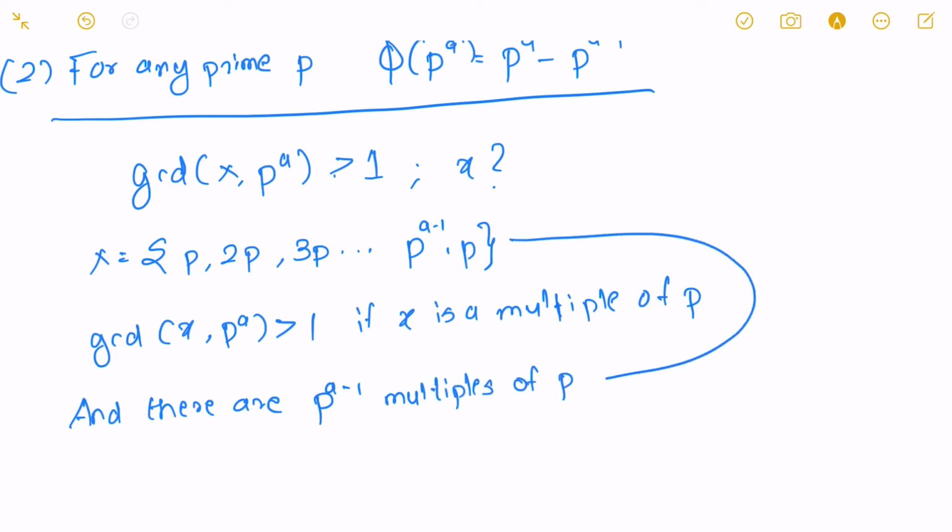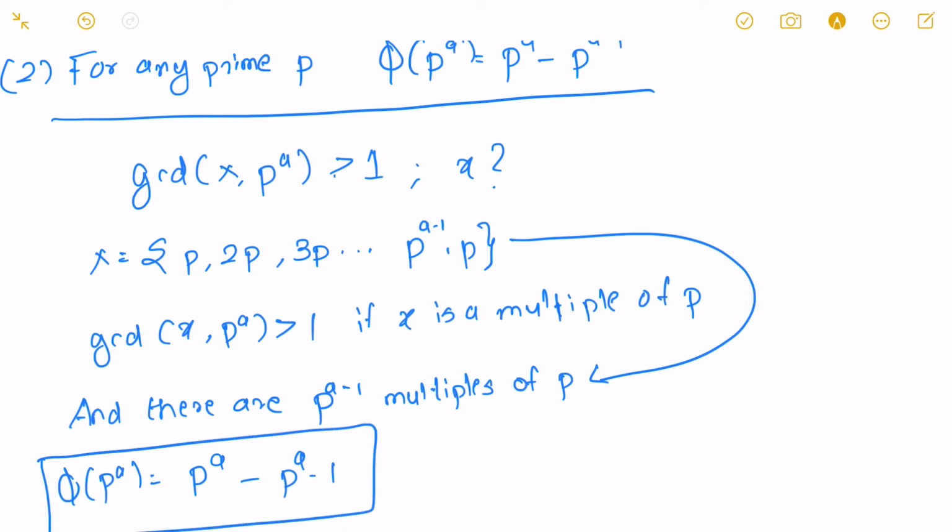From this we are inferring that since there are p raised to a minus 1 multiples of p less than or equal to p raised to a, the number of elements which are relatively coprime with p raised to a will be the total number of elements, p raised to a, minus p raised to a minus 1. So that will be our phi of p raised to a.